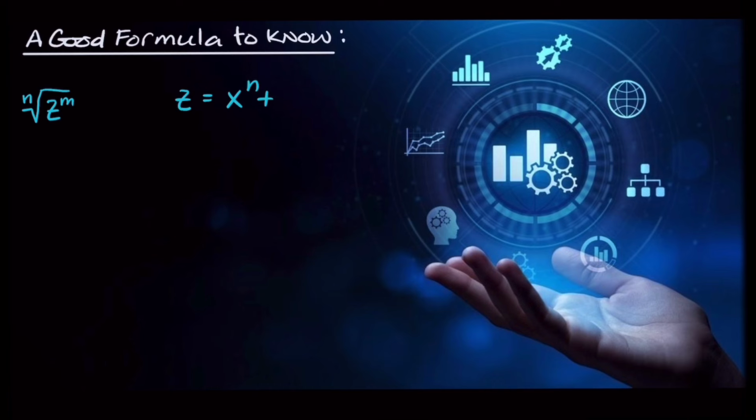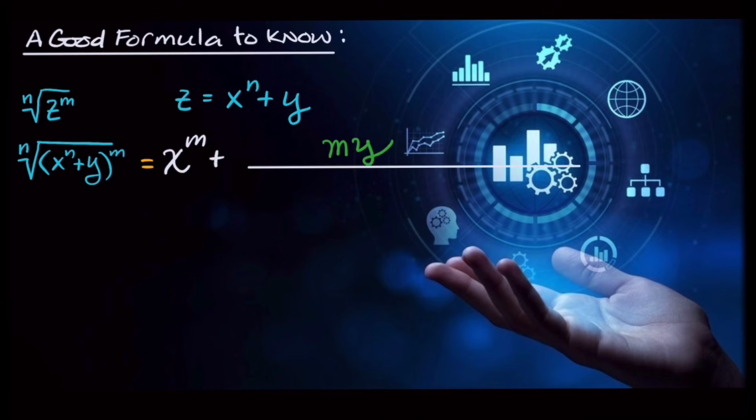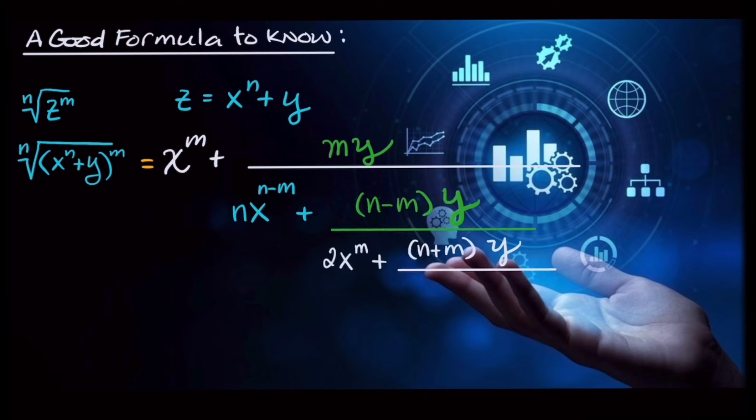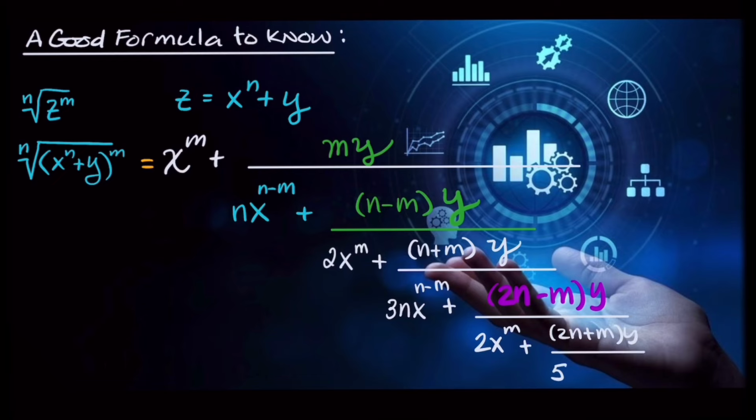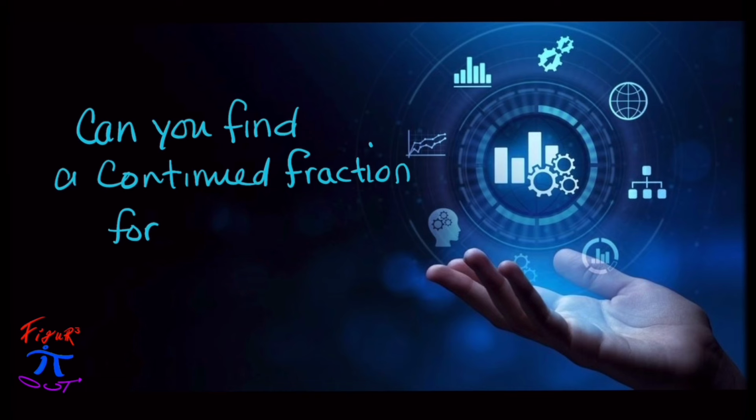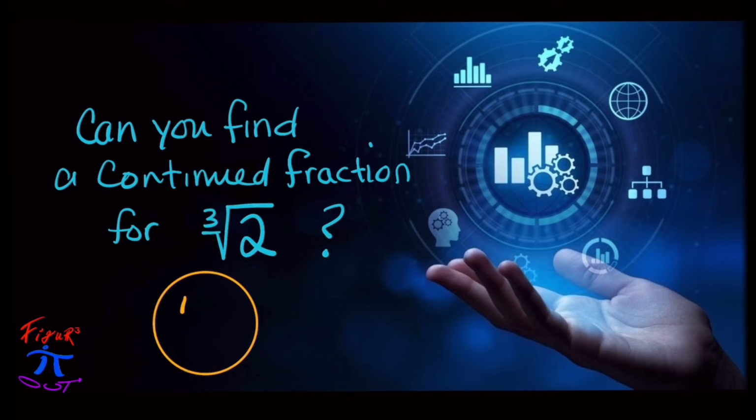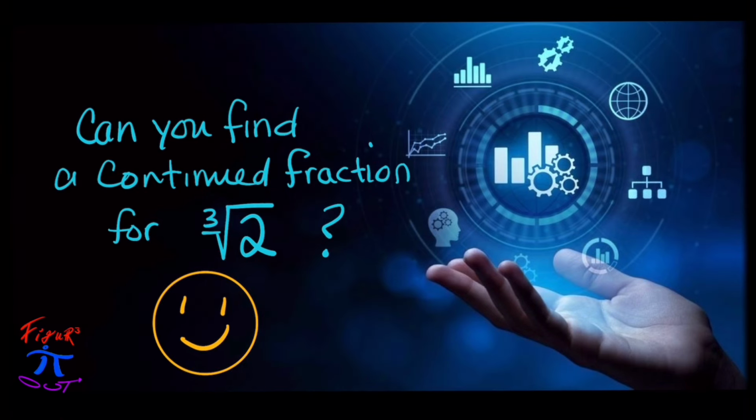Now, one more thing. If we wanted to find the root of a number, an integer to a power, and we let that integer be equal to some power of x plus some number, and then expand it out, we get this nice formula for writing out a continued fraction for any root. And with that, can you find a continued fraction for the cube root of 2?